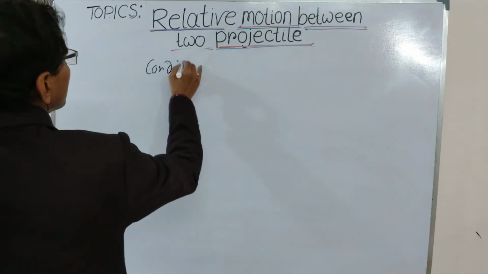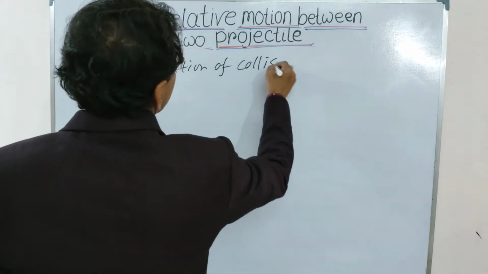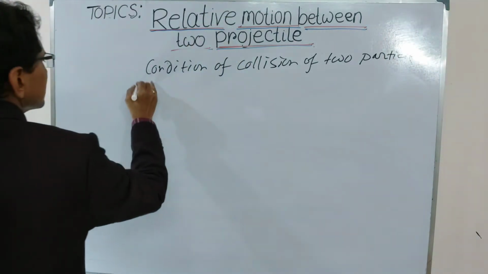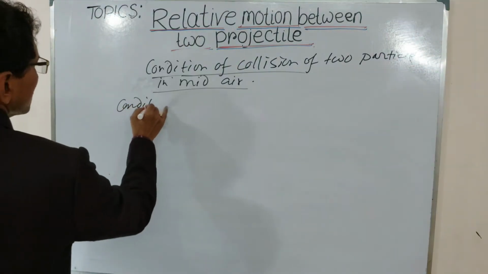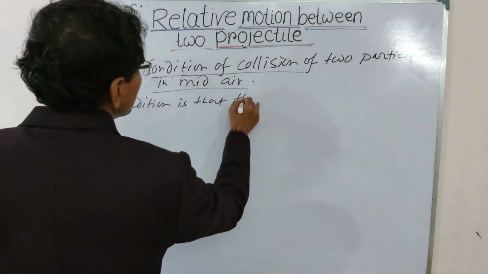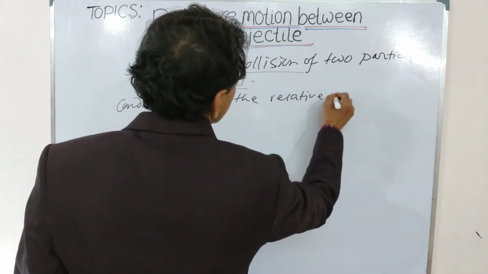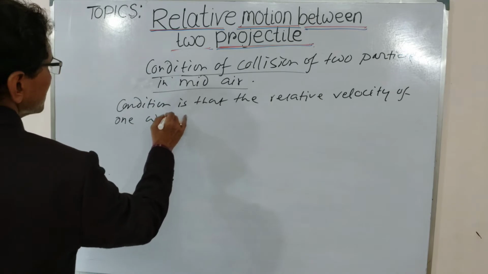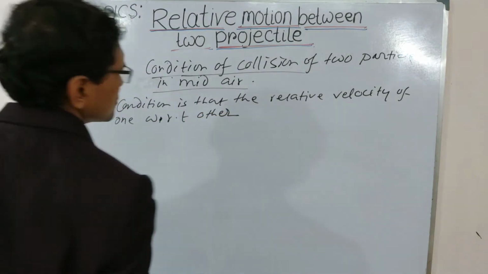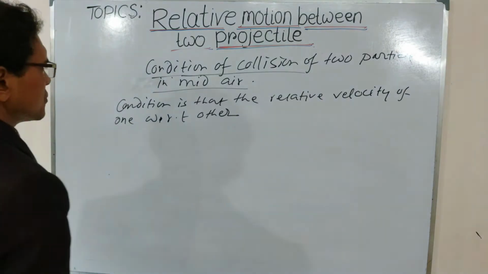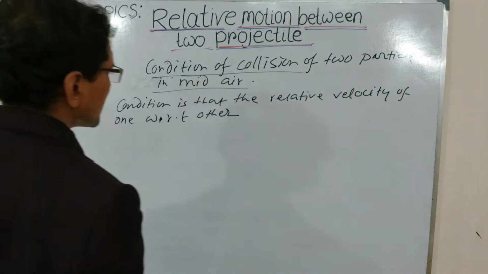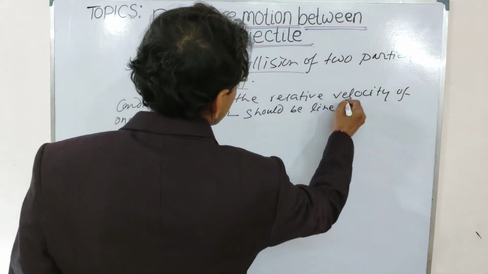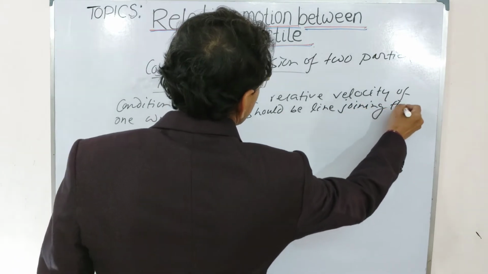Condition of collision of two particles in air: the relative velocity of one with respect to the other should be along the line joining them.